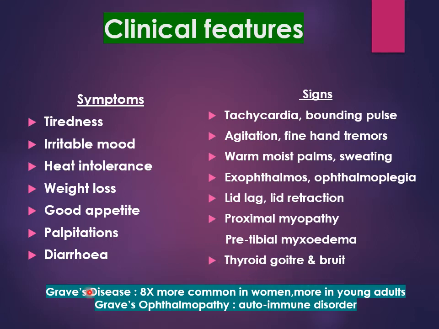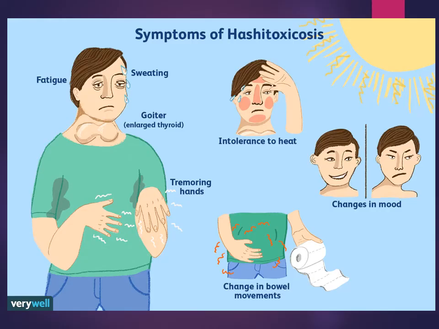Graves' disease is 8 times more common in women and more in young adults. Graves' disease is usually associated with ophthalmopathy and is usually due to an autoimmune disorder. Okay, these are some of the symptoms of Hashimoto's thyrotoxicosis: fatigue, sweating, goiter, enlarged goiter, tremors, intolerance to heat, changes in mood, and change in bowel movements.